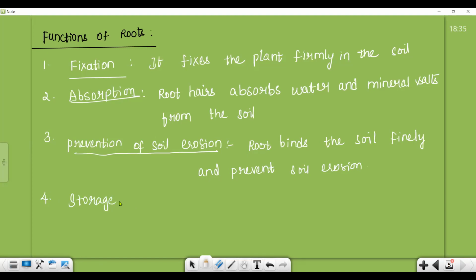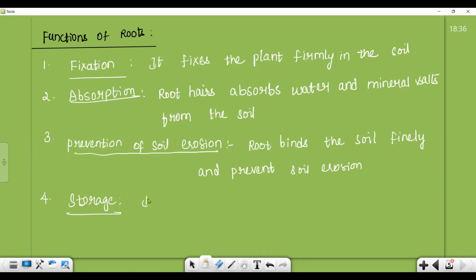Can you give an example of storage? Do you know roots help in the storage process, students? Yes, carrot. So carrots, beetroot, sweet potato, radish, all these are roots which grow in soil. And these roots store food inside them, which we consume.